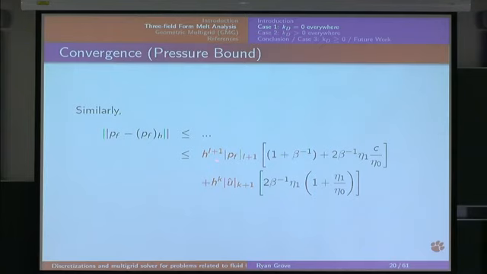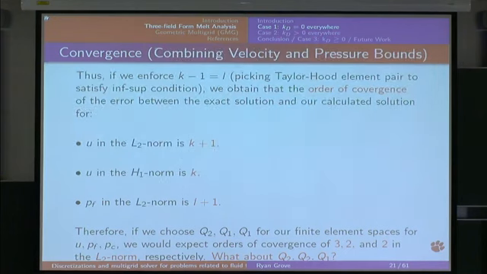All right, so why do we even go through all this? Why do we care? It's because if we combine the two bounds together, we can get lots of useful information out of it. So we're going to enforce K minus 1 is equal to L. And if you remember, we talked about the inf-sup condition. This is just making sure that the inf-sup condition is satisfied. So this itself is enforcing a Taylor-Hood element pair.